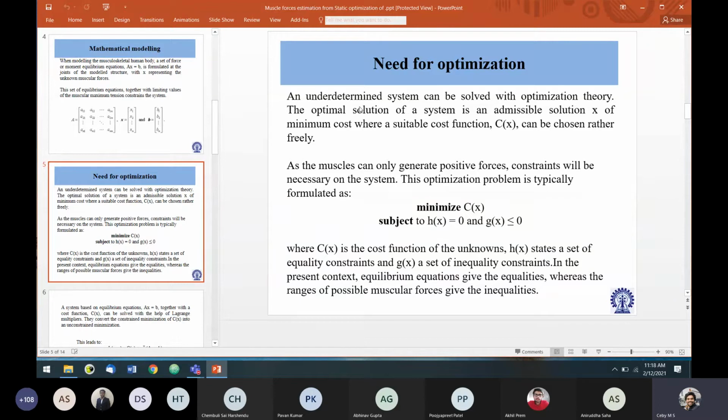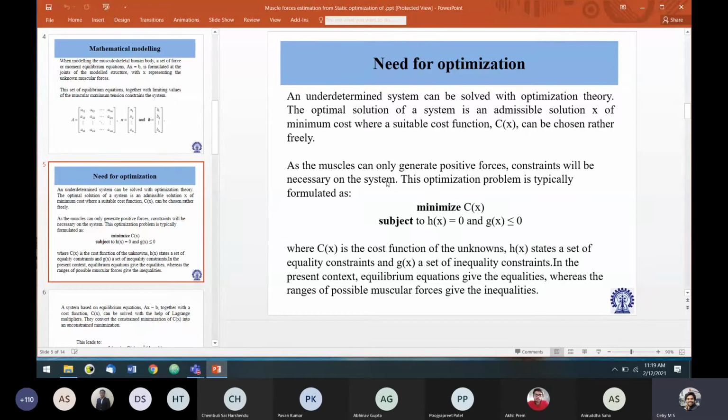Here, the optimal solution of a system is an admissible solution x of minimum cost, where a suitable cost c of x can be chosen. To put it in simple words, it's a minimization problem. As muscles can only generate positive forces, you know that muscles act in tension only. They don't act in compression.